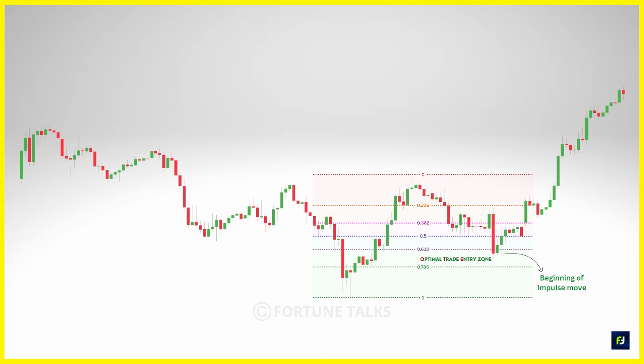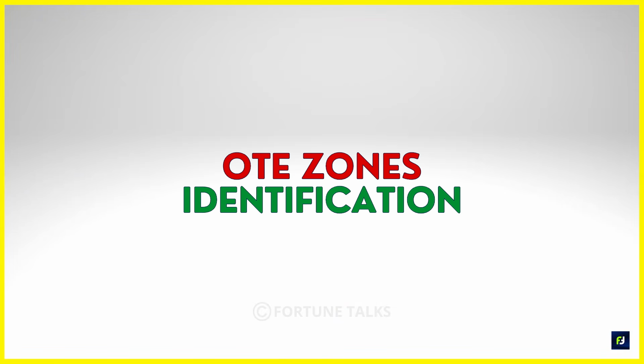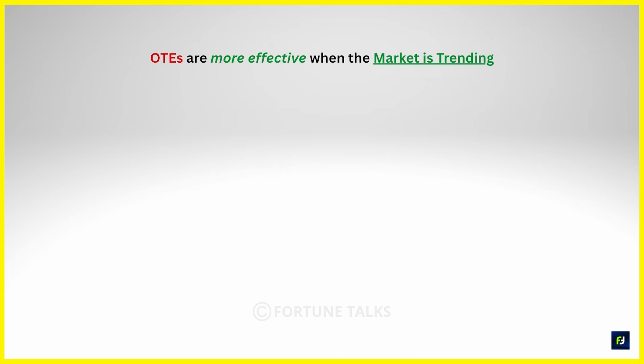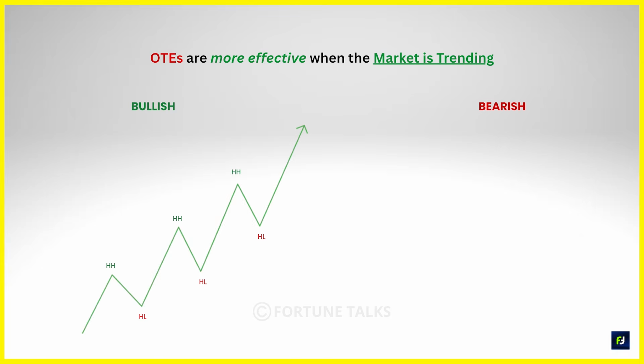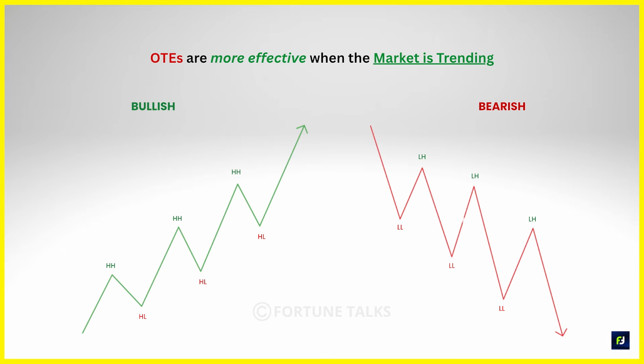But before we get into all that, let us learn how to identify optimal trade entry zones in your chart. Generally, due to the theory behind the optimal trade entry, OTEs are more effective when the market is trending. Keep this in the back of your mind. So, when the price is trending, it forms higher highs and higher lows in a bullish trend, and it forms lower highs and lower lows in a bearish trend. This makes it easier for you to identify OTEs in the trending markets rather than sideways market conditions.